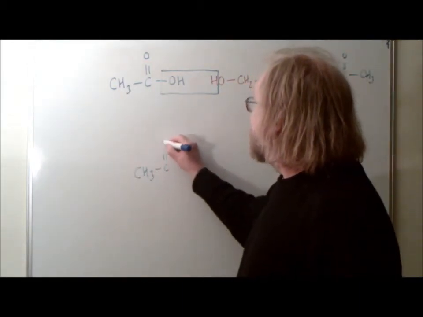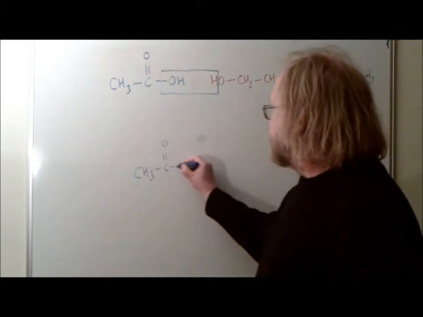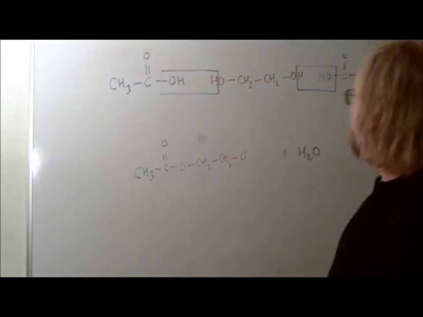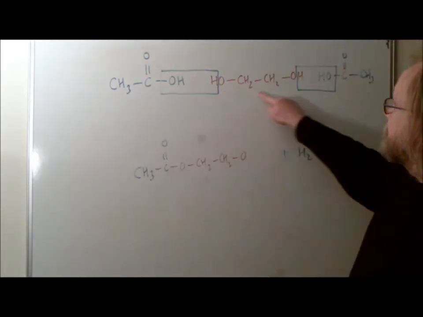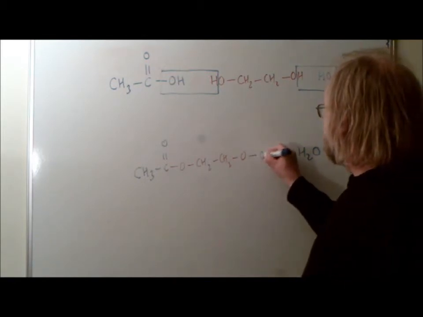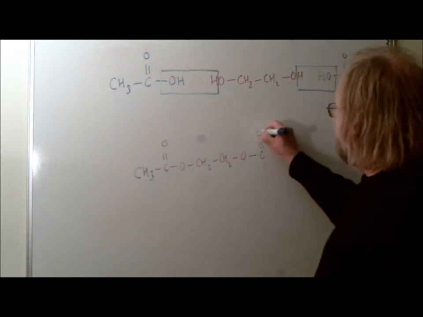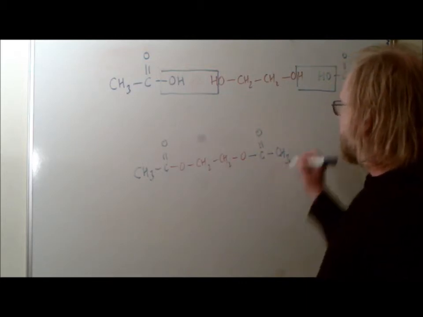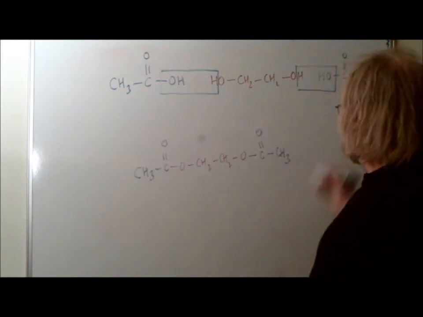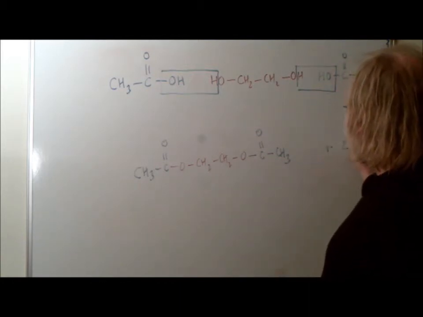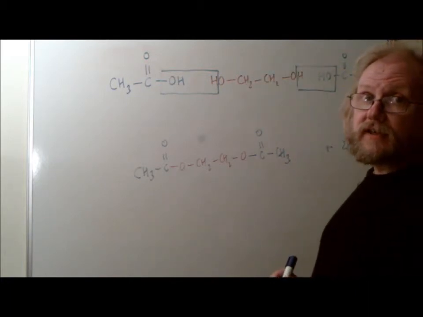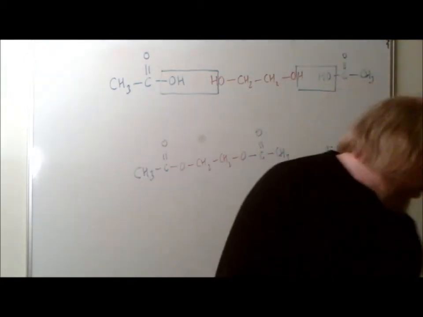So CH3CO and then OCH2CH2O in the middle there, okay, which is what's left of the ethane 1,2-diol, and then COCH3 at that end again. So that's your ester. That's actually all you need for the answer to the question. But if they wanted an equation, remember that this time you would have two H2O, because there's one produced from each of the esterifications. Okay, so that's that one.